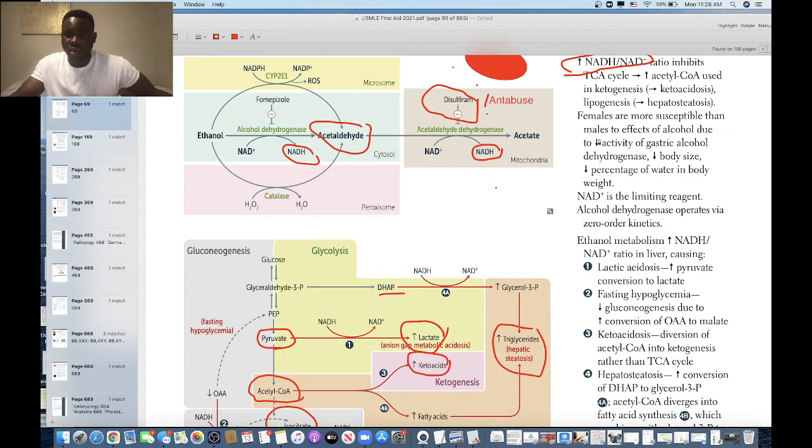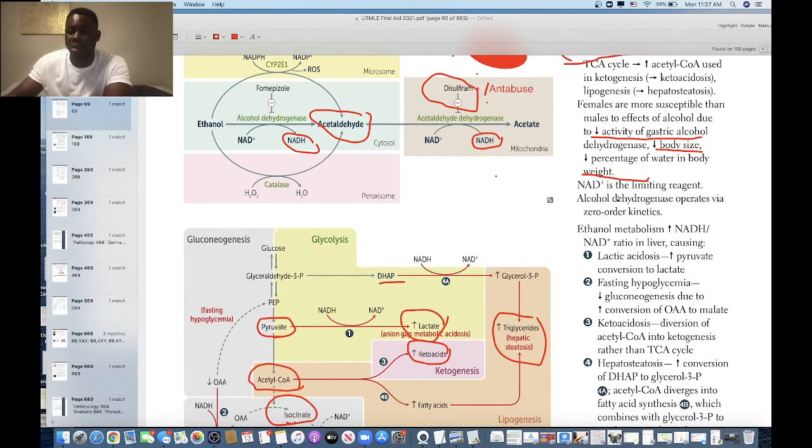And so we had already said that females have less alcohol dehydrogenase. So females are more susceptible than males to the effect of alcohol due to decreased activity of the gastric alcohol dehydrogenase, and then decreased body mass, and also decreased percentage of water in their body weight. So these are the three reasons why females are more susceptible to all these problems. So they have decreased alcohol dehydrogenase. That is the main thing for me. Then their body mass is also less. They have less water in their body to dilute the alcohol.